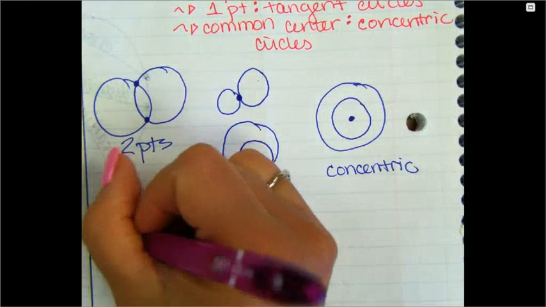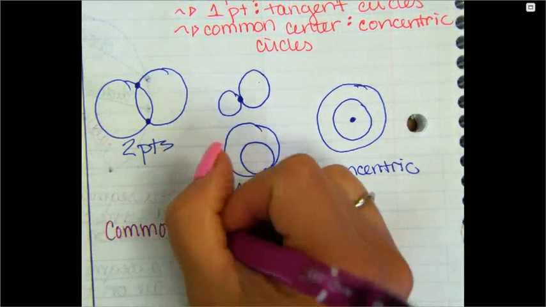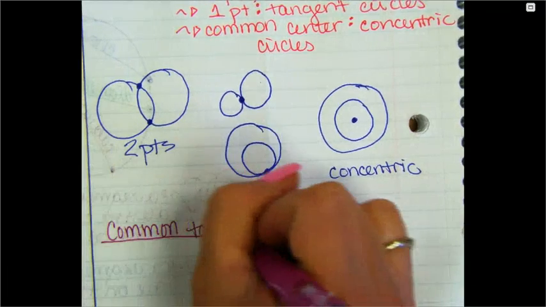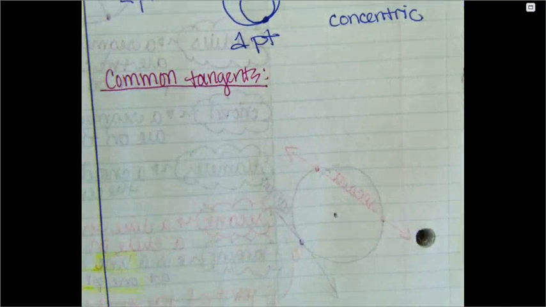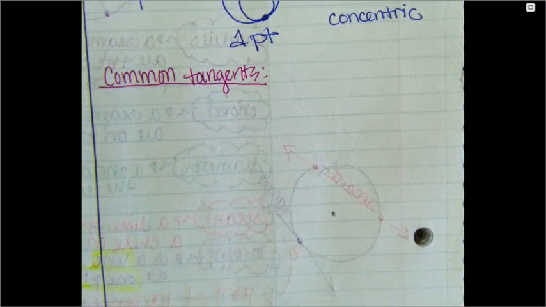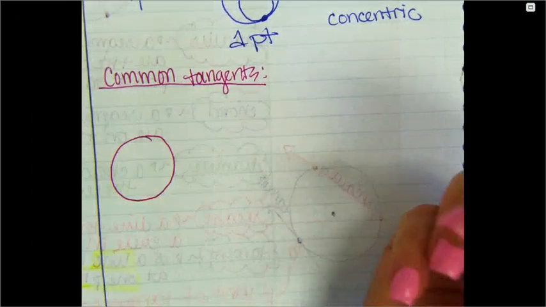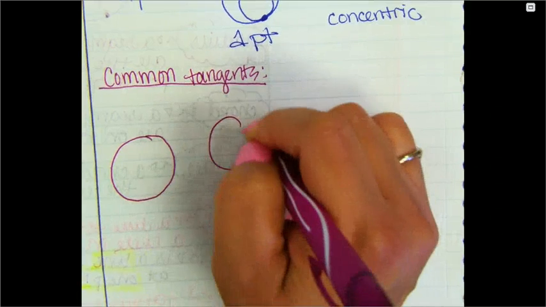Right, let's draw pictures of common tangents. Also, these are kind of long because we put a lot of pictures in it. Common tangents. One circle, two circle.